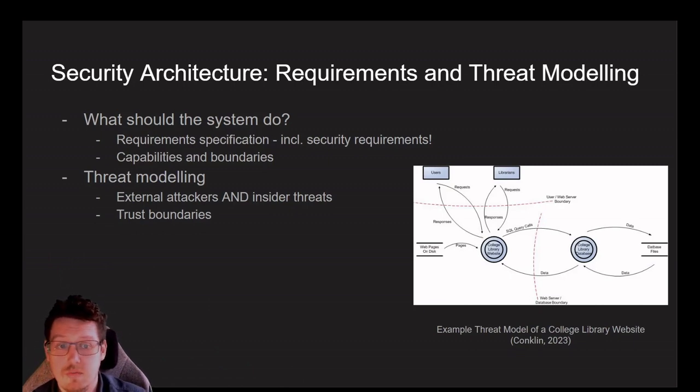So yeah, the first stage is to define what the system should do, and to formally outline the security requirements. What we're doing here is describing the system's capabilities and the boundaries and the limitations. So what should it be able to do? What shouldn't it be able to do? All of these kinds of questions we're looking at here. This should take place before the implementation phase.